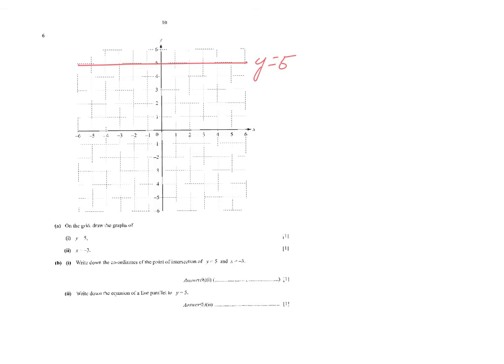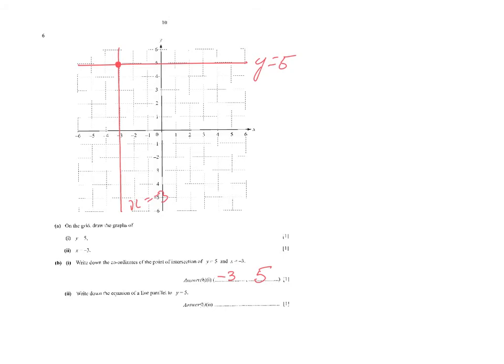There we go. I would suggest you label it y equals 5. There you go. X equals minus 3. So that is a vertical line where the x coordinate is minus 3. There you go. So x equals minus 3. Label your line. Write down the coordinates of the point of intersection of y equals 5 and x equals minus 3. So where do they intersect? Over there. And that is then when x is minus 3 and y is 5.